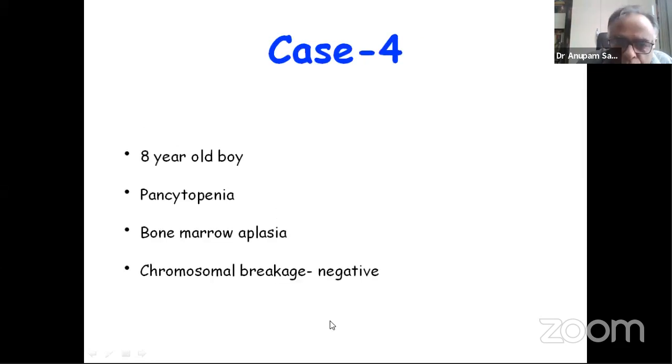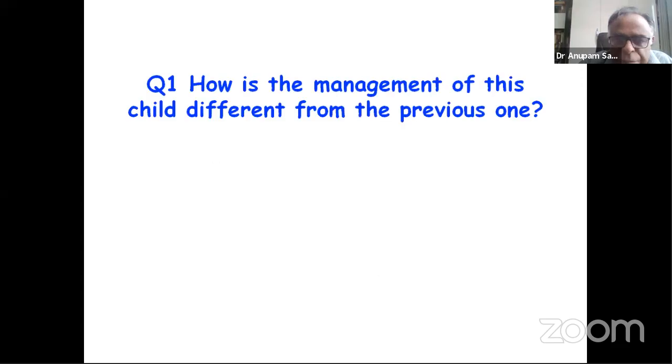Okay, 8-year-old boy with pancytopenia, bone marrow aplasia, chromosomal breakage was negative. How is the management of this child different from the previous one? Satya, would you please like to comment?